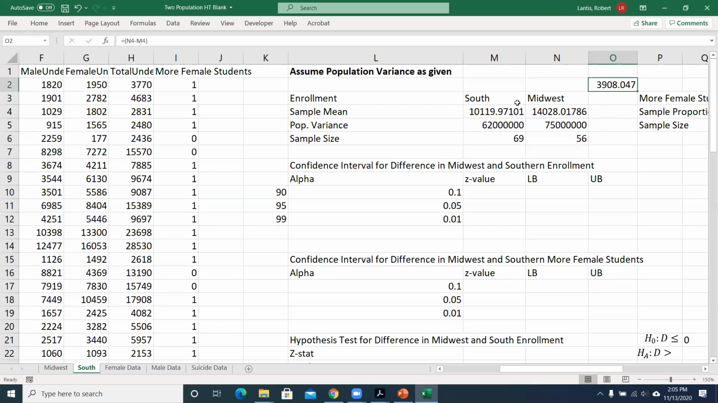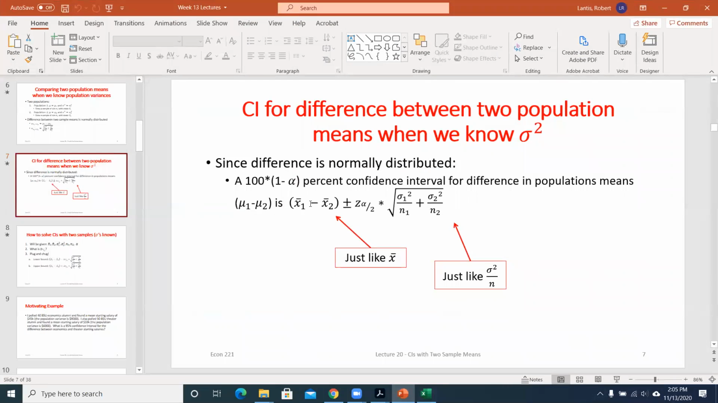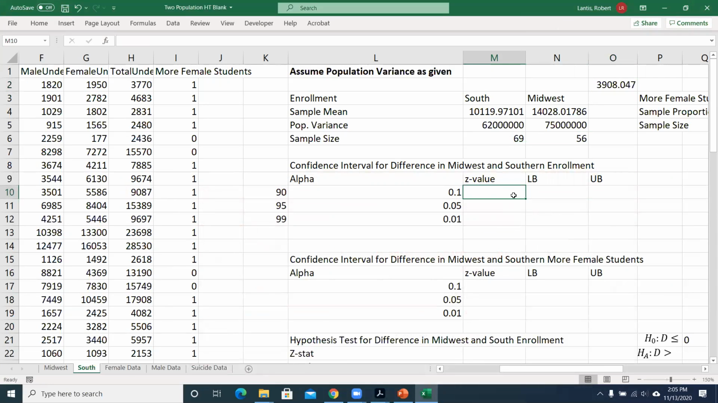So here's the difference that I found. Now I want to build a confidence interval around that. Okay? So the first thing that we're going to need to do, right? We have all these pieces of information, but we need to find these z-scores. So the way we're going to do this in Excel, you can put it all into one cell, but we're going to break it down so you can see the intermediate steps.